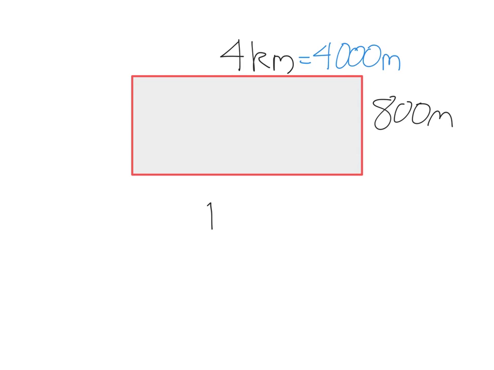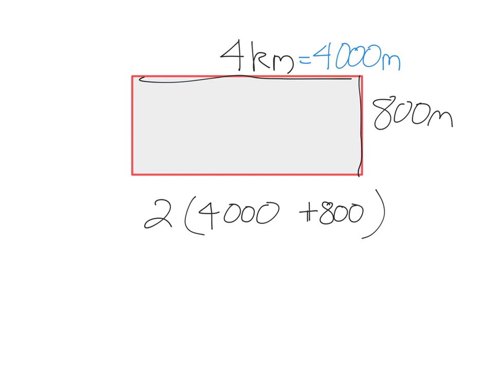So it's 4,000 plus 800. That's the length of this side plus the length of this side. So I have to include the other 2 sides. But I can just double this because I know that these 2 sides are equal in length and these 2 sides are equal in length. So that gives me 9,600 meters. That is the length around the outside of this rectangle.